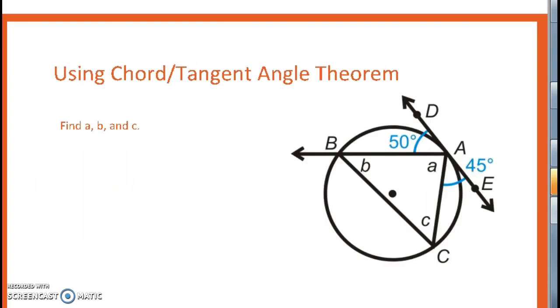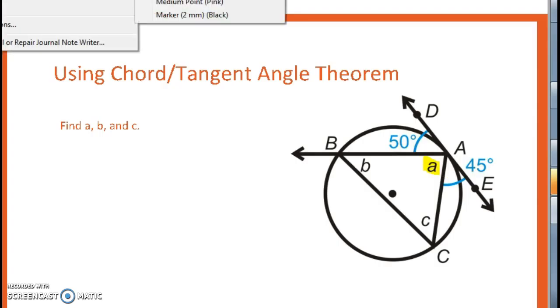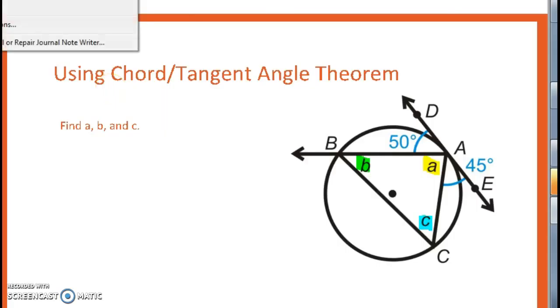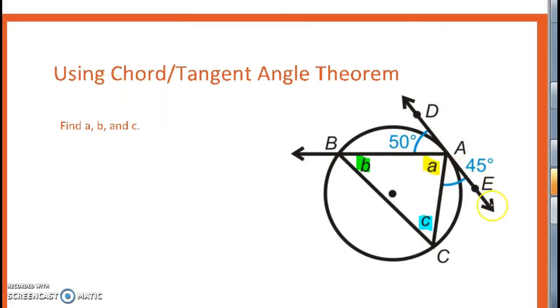All right, so here we are given a triangle inscribed in a circle. We want to find the measure of A, B, and C. So A being the yellow angle, B being the green angle, and C being, we'll say, this blue angle. Now the first thing to notice is that we have a straight line here.